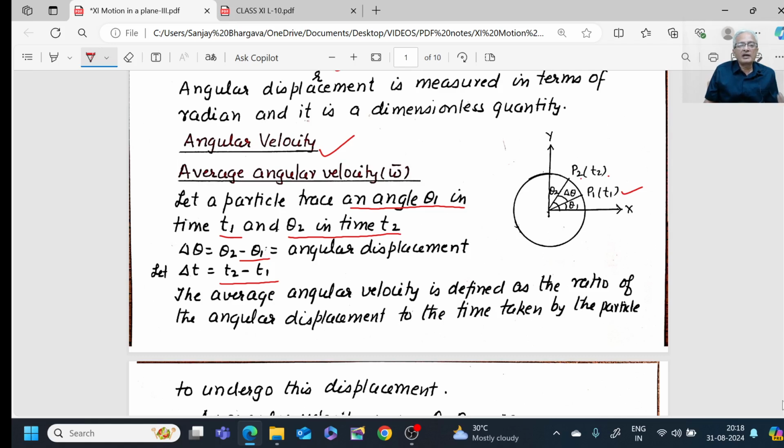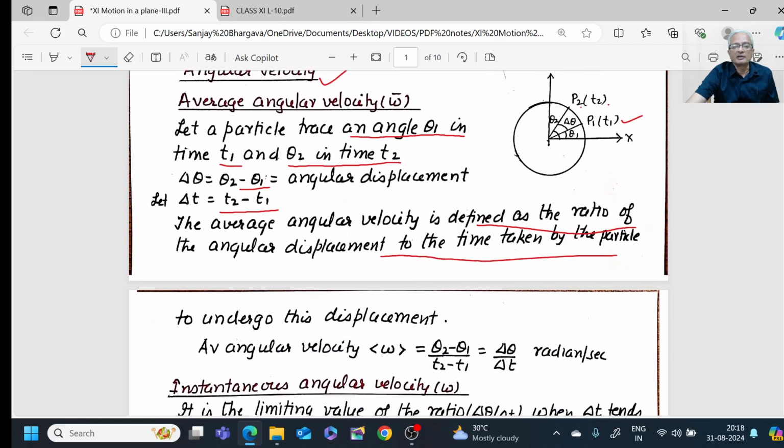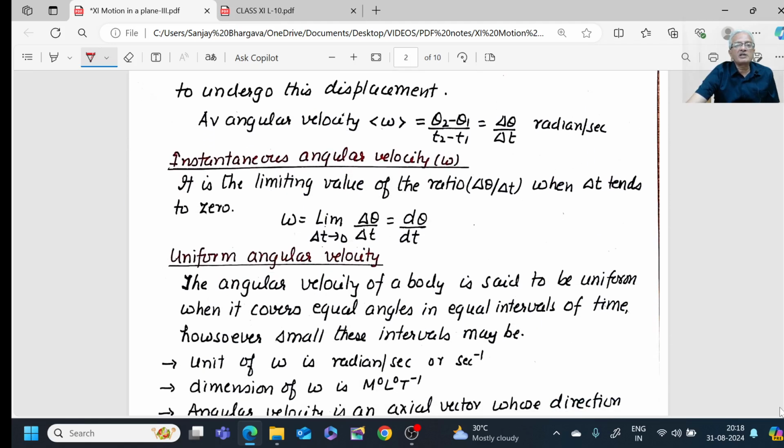How do we define average angular velocity? It is defined as the ratio of angular displacement to the time taken by the particle to undergo this displacement. So average angular velocity we write by two curly brackets and omega is equal to theta 2 minus theta 1 upon t2 minus t1, which can be written as delta theta upon delta t, and the unit of angular velocity is radian per second.